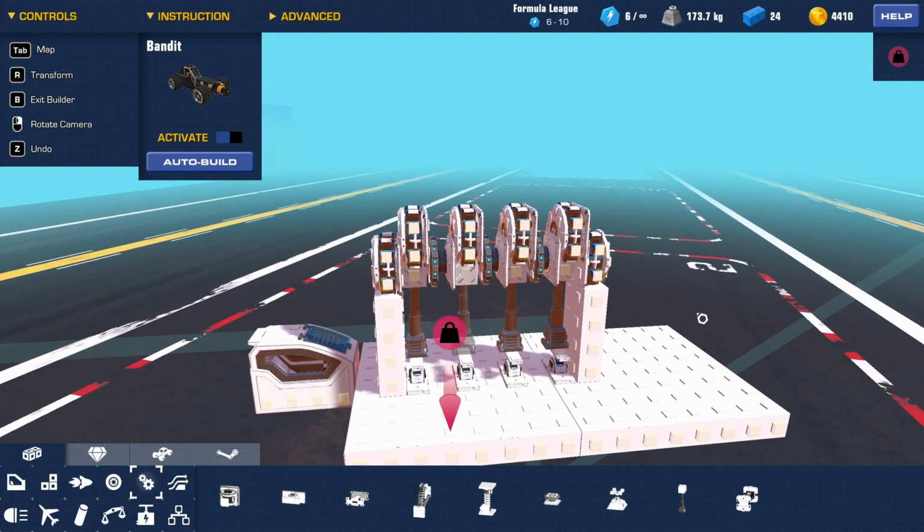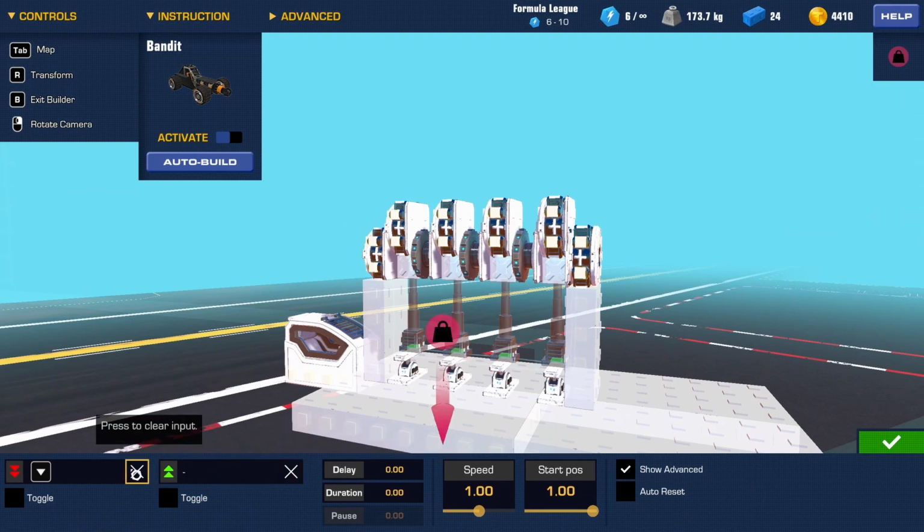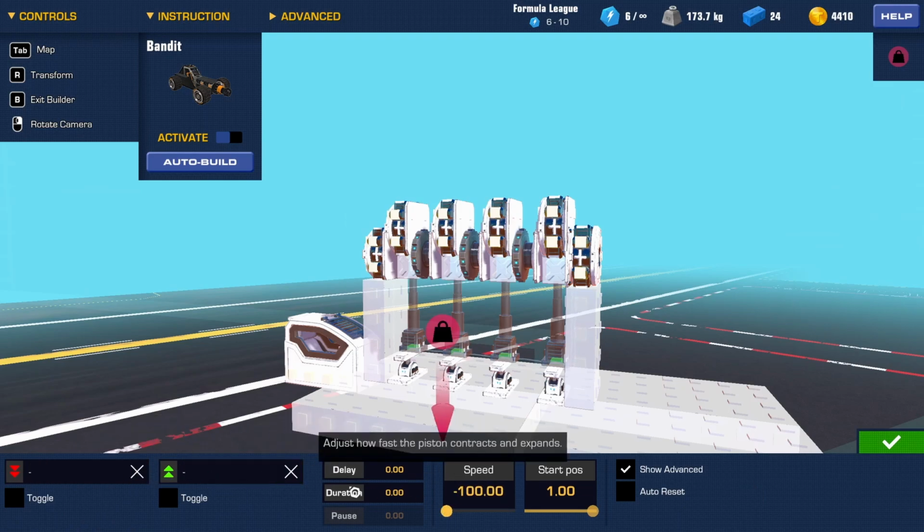And we're nearly done. So now you're going to select all of your pistons. You're going to remove all controls for them. And you're going to set the speed to a negative 100. So, in case you didn't already know, negative speeds are much faster than positive speeds. So, negative 100 is about 10 times faster than normal 100 speed.